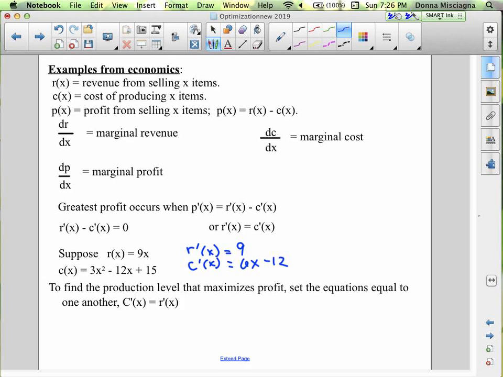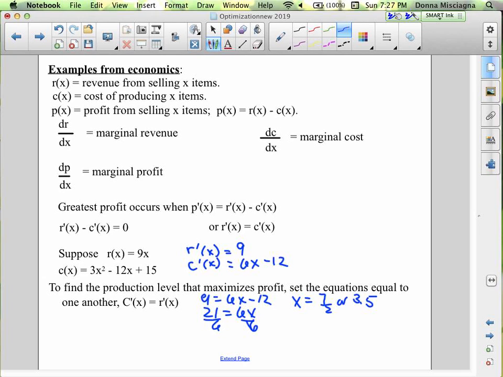So now we want to set those equal to one another. So 9 equals 6x minus 12. Let's add 12 to both sides. So 21 equals 6x. And if we divide by 6, x would equal 21/6, or we could reduce that. They're both divisible by 3. So that would be 7/2 or 3.5. That's the production level that would maximize the profit, when x is equal to 3.5 whatevers.